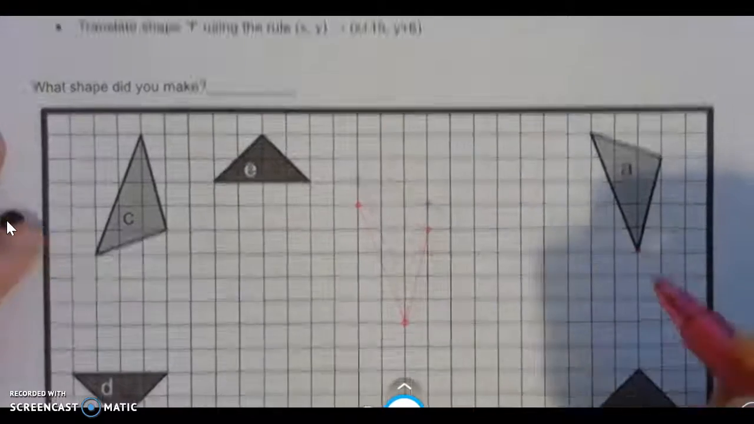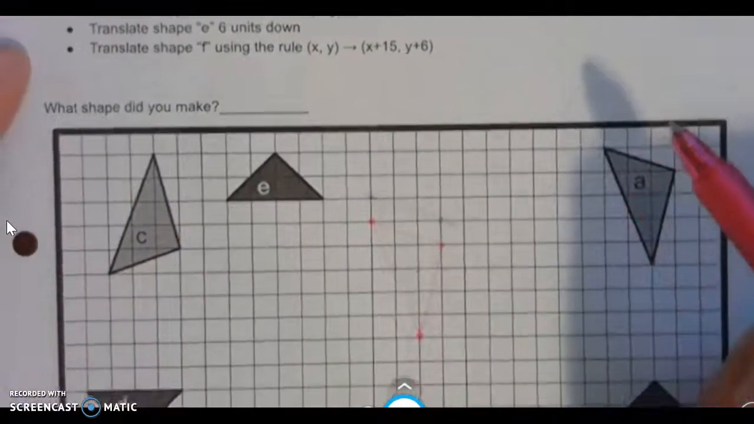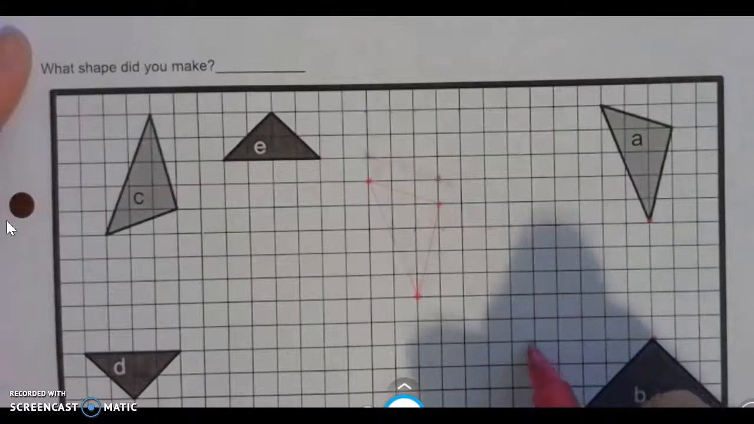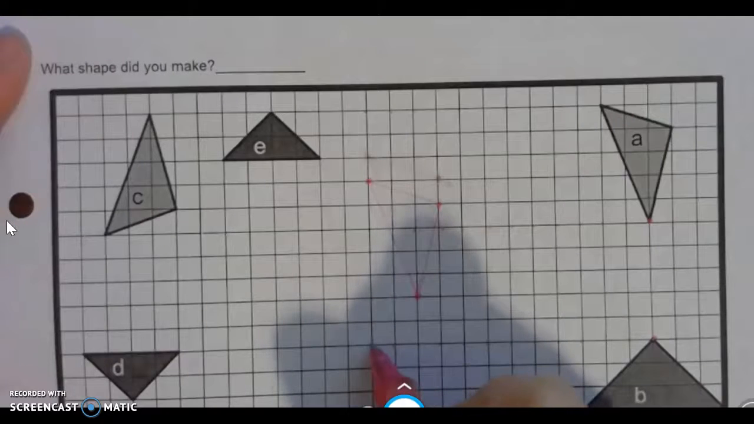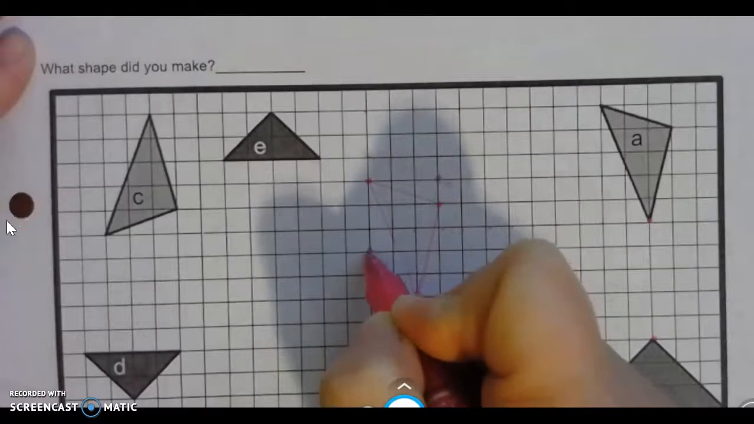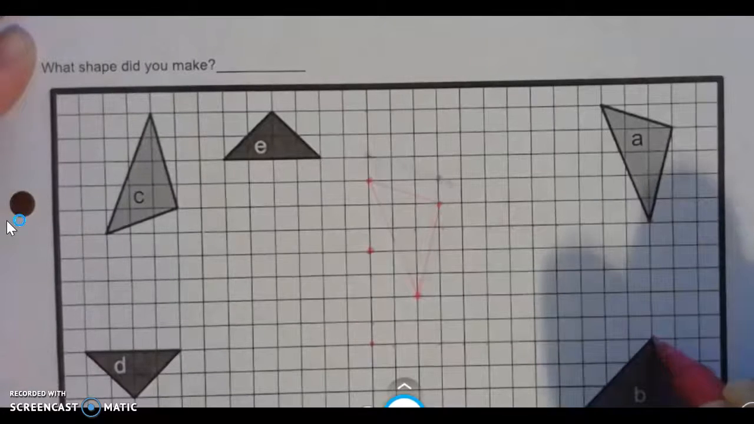Okay, now B. For B, I need to do 12 units left and 4 units up. Let's find my B. B is right here. 12 left. So let me start by moving this point at the top. 1, 2, 3, 4, 5, 6, 7, 8, 9, 10, 11, 12. That's my 12. And then I need to do 4 up. So 1, 2, 3, 4. That's my point that corresponds to the top of this tilted square.